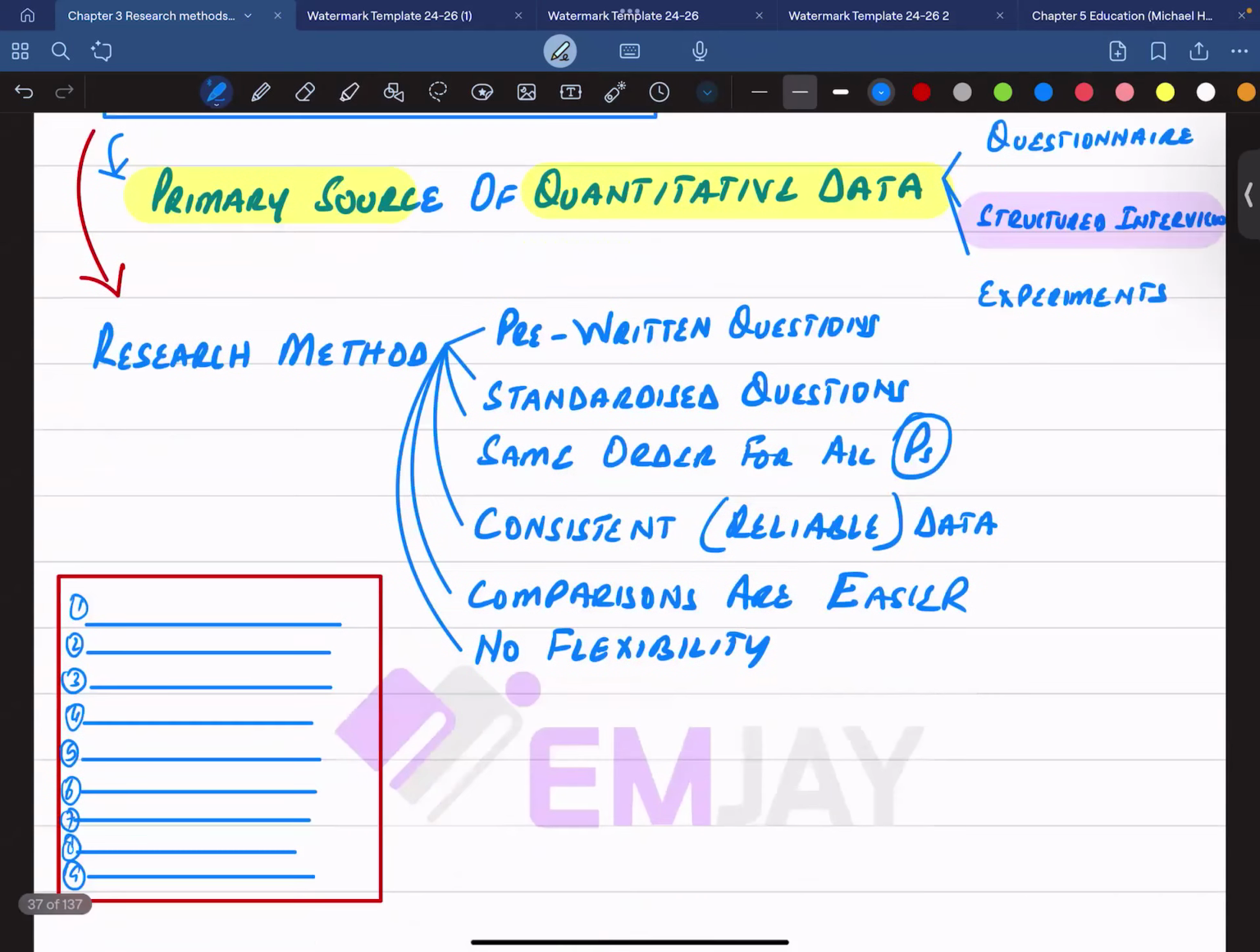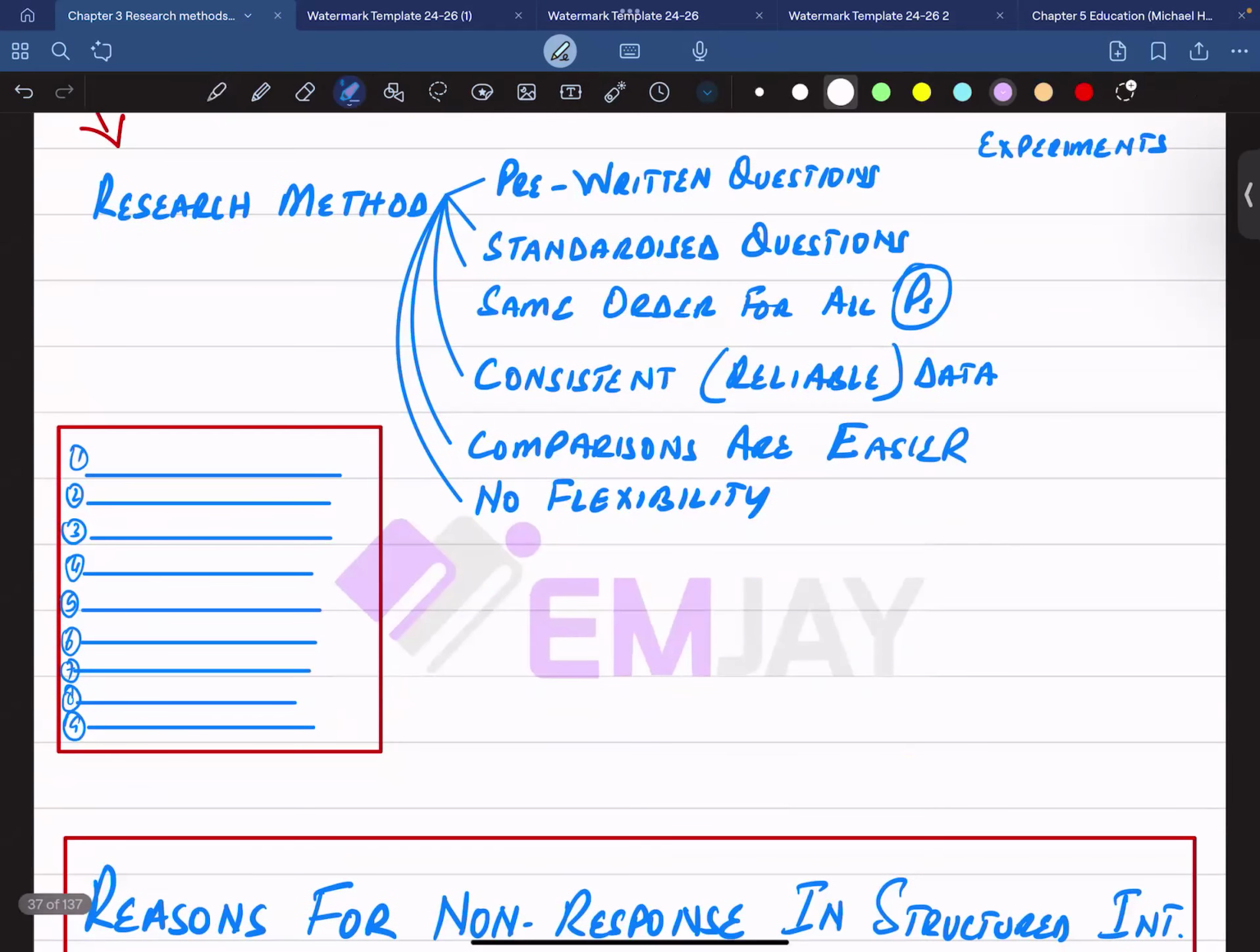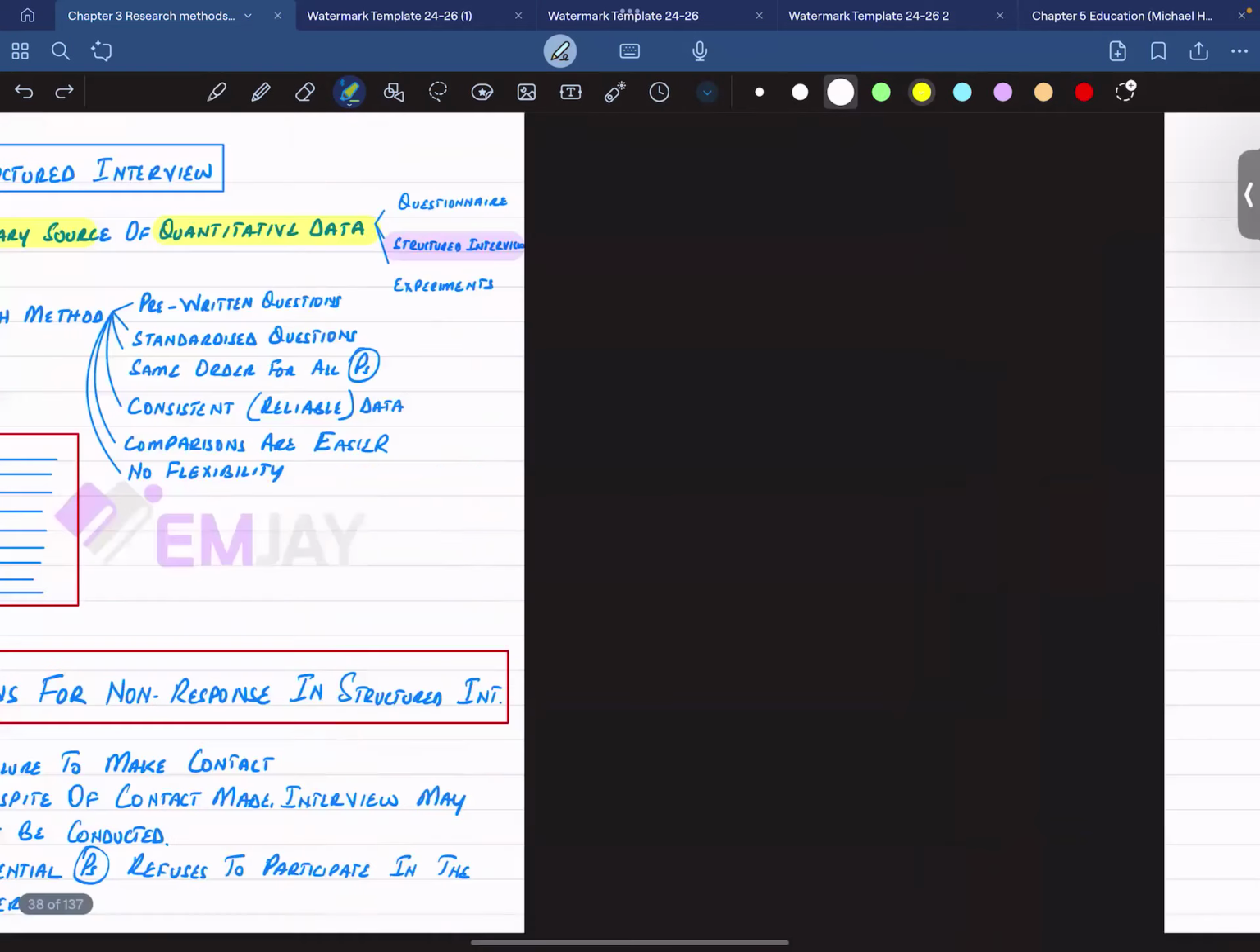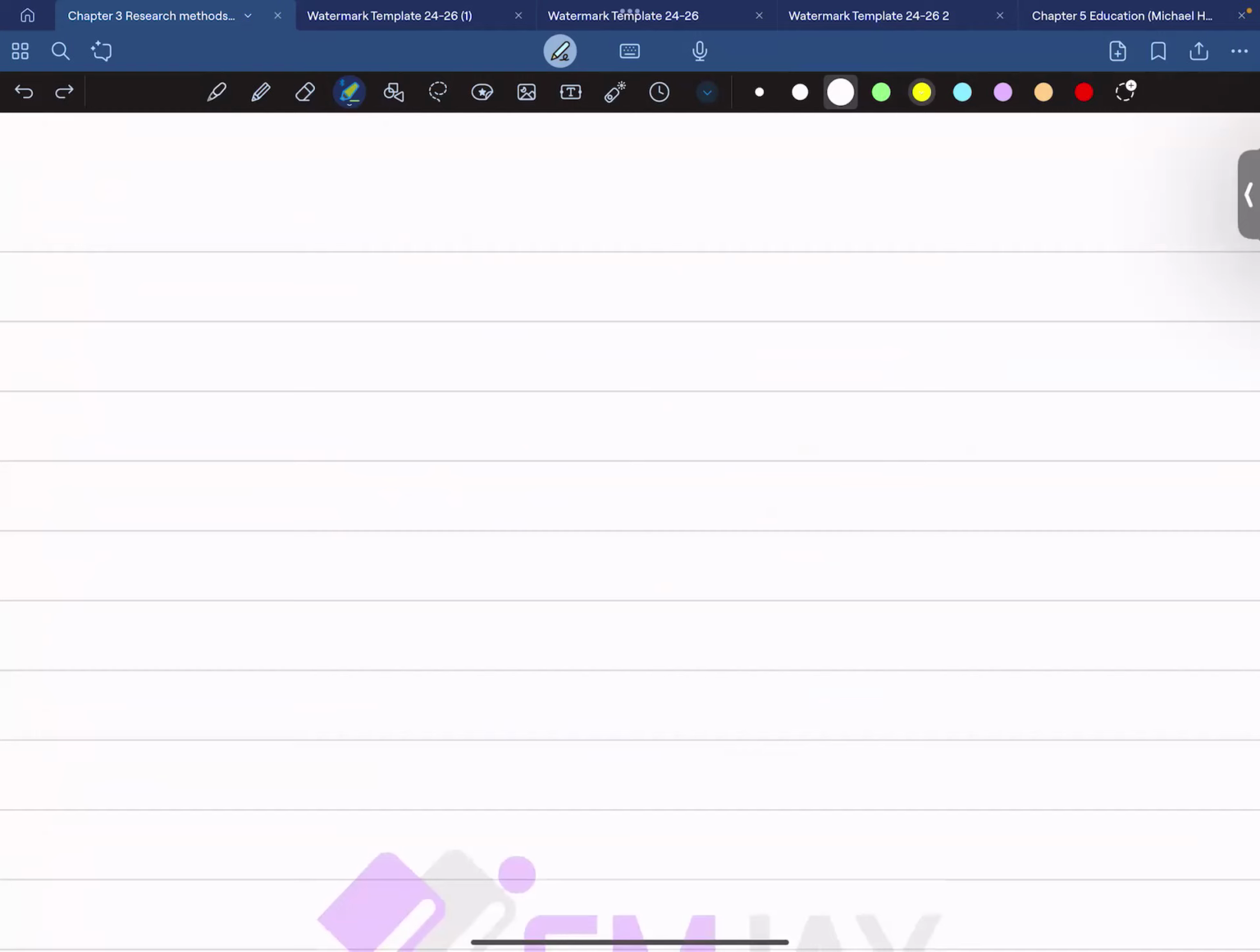Structured interviews involve pre-written questions. These questions are standardized and are asked in the same order from participants. That leads to consistent and reliable data, which makes comparison easier. And another major feature of structured interviews is lack of flexibility, because the researcher is expected to ask the same questions in the same manner from all participants.